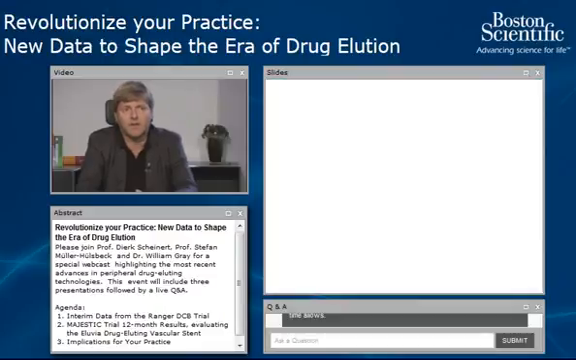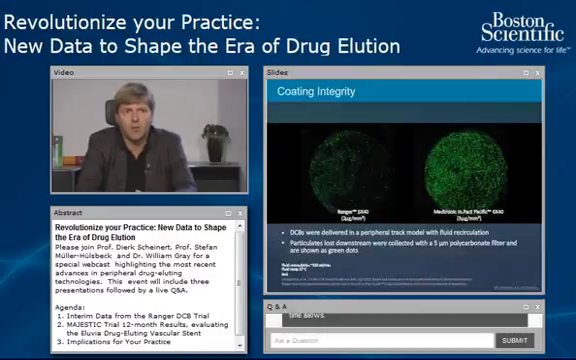lesion. This is another preclinical test, which is very important, I guess, which looked at the coating integrity and showed deliberated particles which were kind of filtered from the circulation. And clearly here you can see that the Ranger balloon has a very low particle loss during this whole process.